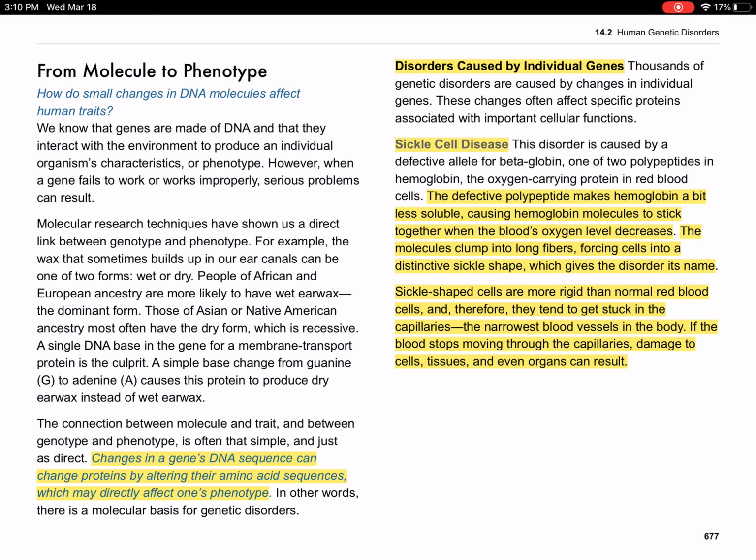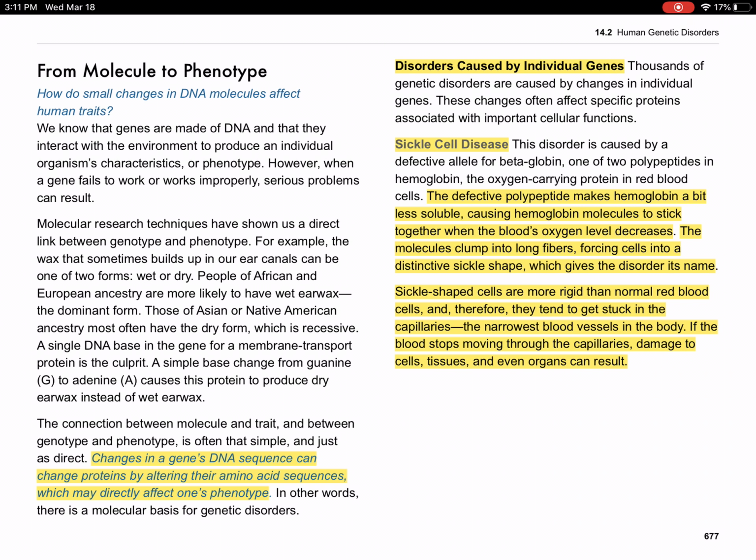How do small changes in DNA molecules affect human traits? Well, small changes can have large effects. We talked about mutations earlier in our sections. We know about the different types, whether it's a point mutation, frame shift mutations, or some of the chromosomal mutations like deletions and duplications. But just small changes can affect the amino acid sequence, like we saw with the frame shift mutation, and that can directly affect the phenotype of a person, which would be the physical traits of that person.